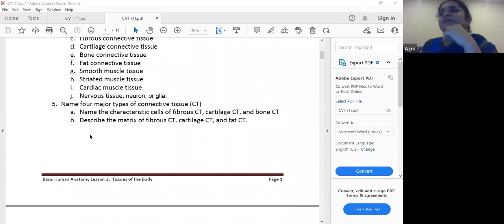Next is the CT, the 4 major types of connective tissue. CT is the connective tissue. What are the 4 types? And name the characteristics of fibrous CT, cartilage CT, and bone CT. And describe the matrix of fibrous CT, cartilage CT, and fat CT.